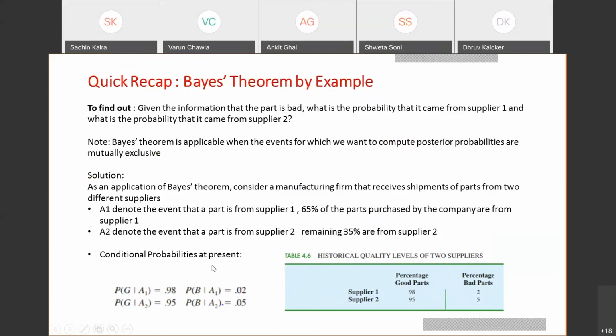Now, at present, please understand this term. P means probability. P(G|A1) means the probability the part is good when it is coming from supplier 1. So the part is coming from supplier 1 and is good. We already have this number: 98%, or 0.98. Similarly, for bad coming from supplier 1, 0.02.